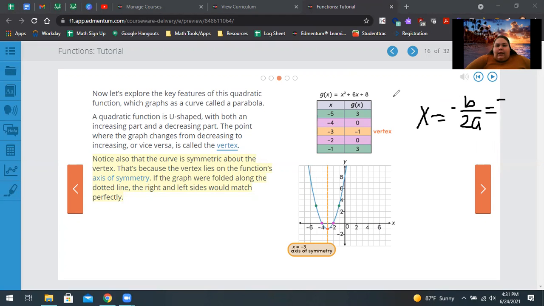B is the value of 6, so we have negative 6 over 2 times a, which is 1. So that is just negative 6 over 2. When you divide that, you get negative 3. So again, x is equal to negative 3. That's the same thing as your axis of symmetry.